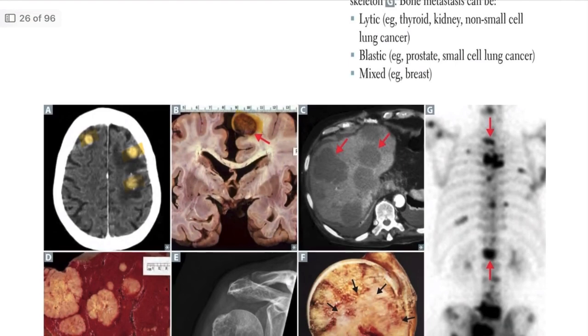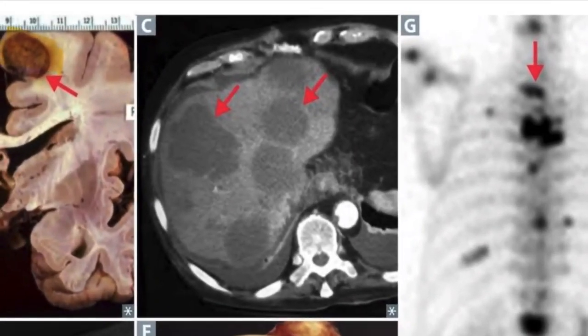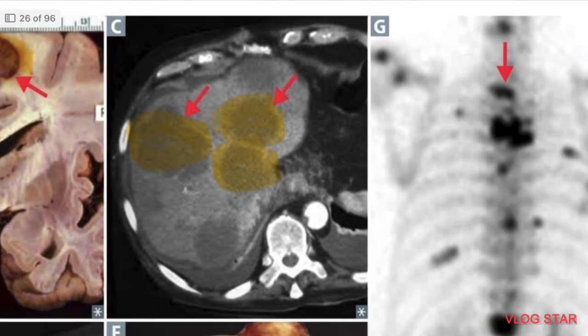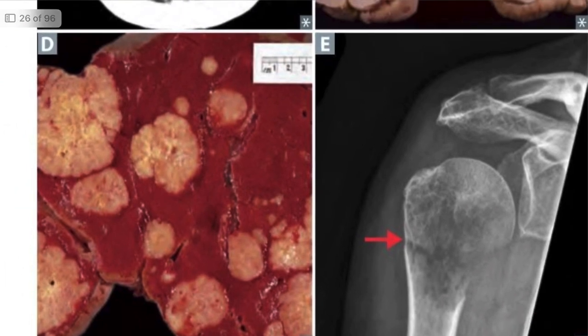Here, if you are seeing this image, this is a CT scan. In the CT scan, the red arrows are denoting hypodense metastatic liver lesions. And if you are seeing this next image, this is gross pathology.